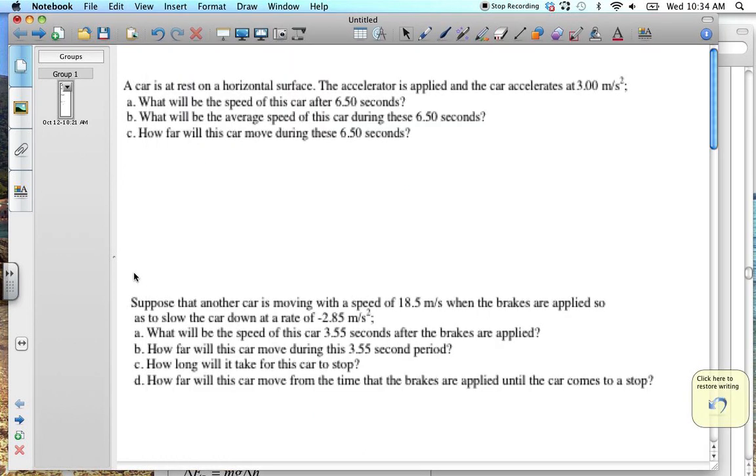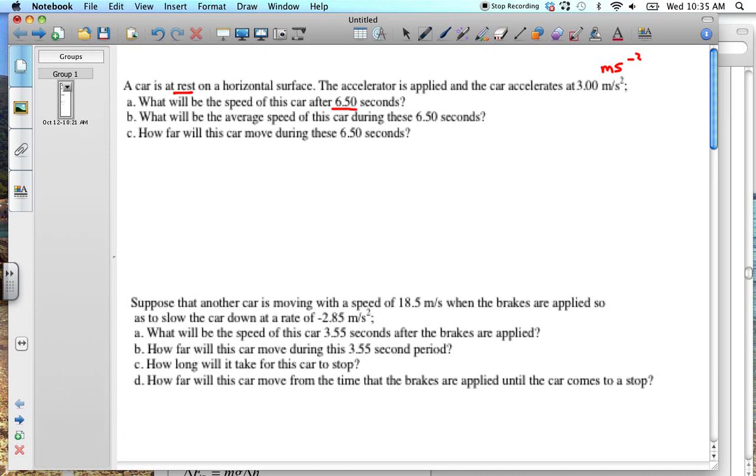And the first one, it says a car is at rest. Now this rest tells us something. It's implied from that something. On a horizontal surface, the accelerator is applied and the car accelerates at 3 meters per second. Now we wouldn't write it like that, we would write it like that, 3 meters per second to negative 2. What will be the speed of this car after 6.5 seconds?